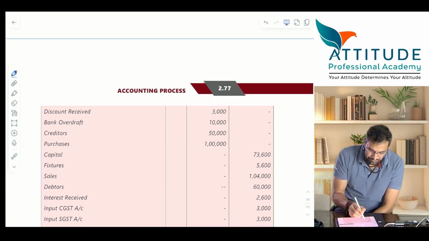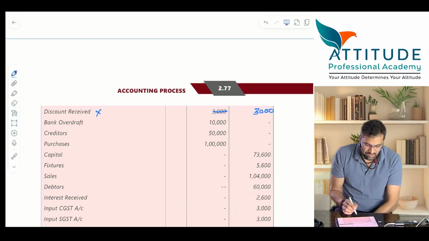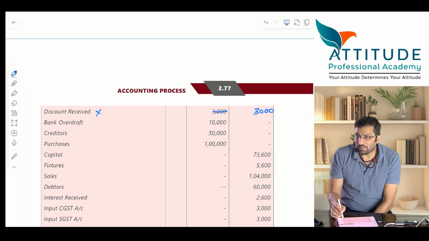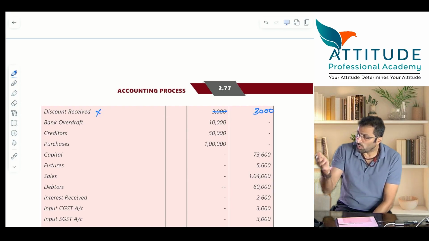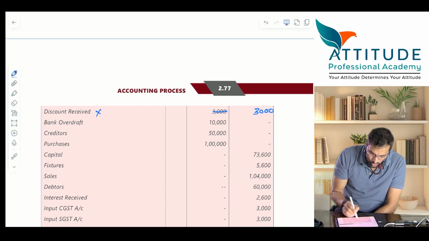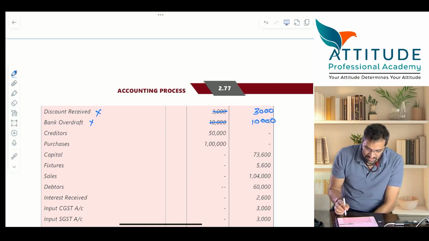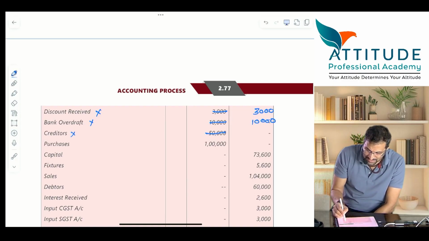Discount received. Wrong. Discount received is an income. Income will show a credit balance. Bank overdraft. Wrong. Bank overdraft is a loan. You are overdrawing from the bank, so it is a loan. Loan will show what balance? Credit balance, 10,000 should come here. Next. Creditors. Wrong. 50,000 should come here.